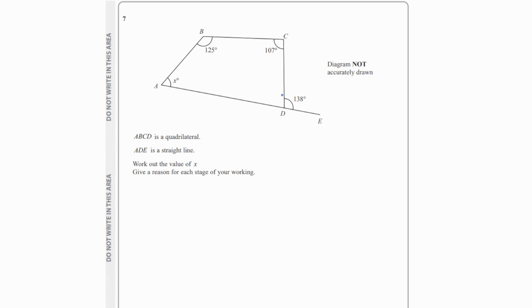Okay, let's work out this little angle here. Let's call it y. And we'll say that y is equal to 180 subtract 138. So that means y is equal to 42 degrees. And it does tell us to give a reason for each stage. So we want to say angles on a straight line sum to 180 degrees.